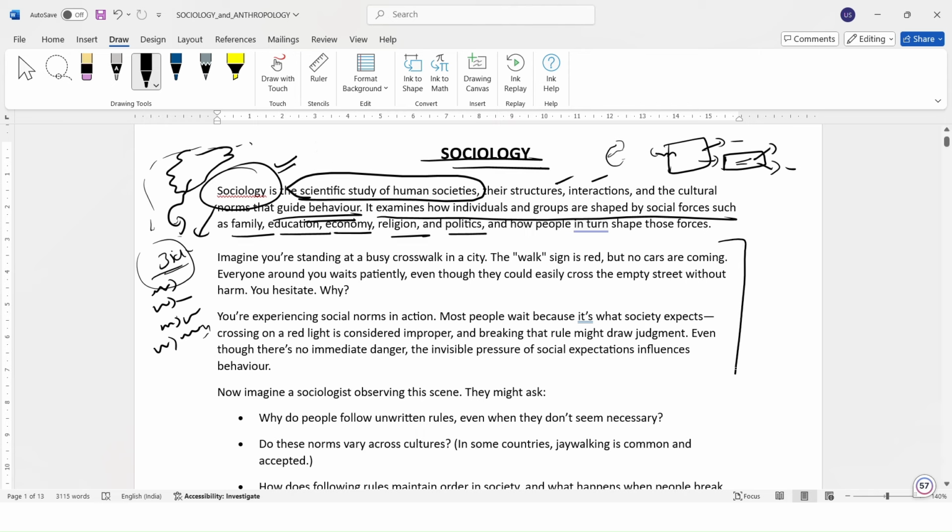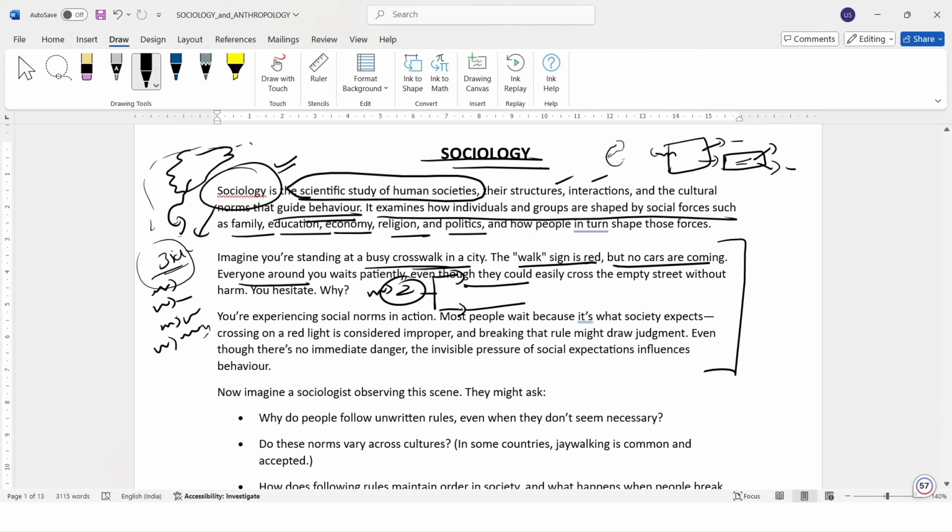And this is just an anecdote. Imagine you're standing at a busy crosswalk, and the walk sign is red, but no cars are coming. Now there can be two reactions to this. One is a person who sees that it's a red light but no cars are coming, so I can cross the road and break the rule. Other people still wait, despite there being no traffic or no other car coming on the opposite road.